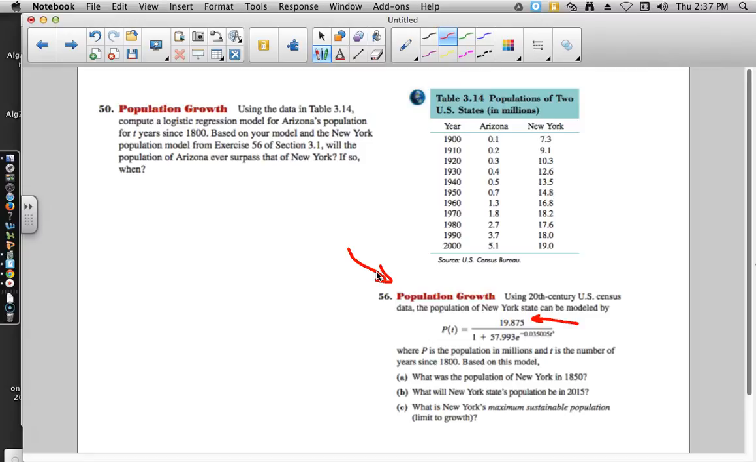19.875. And if we read this, we note that this was started in 1800, just as this example is, and the population is in millions, just as this example is. So really what we're supposed to do is churn out that logistic equation and then take a look at that maximum sustainable limit that we see up there.